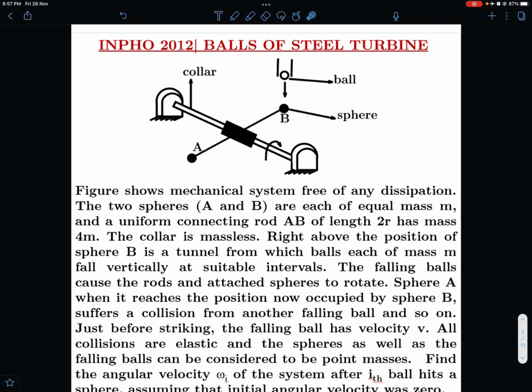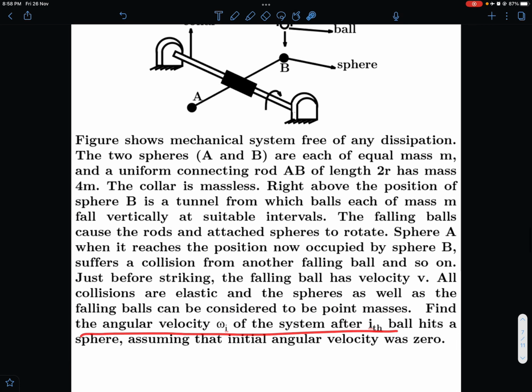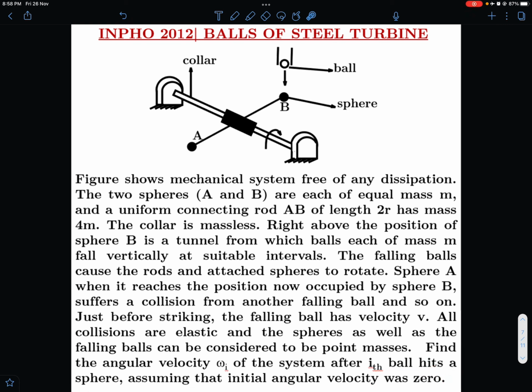Just before striking, the falling ball has velocity v. All the collisions are elastic, and the spheres as well as the falling balls can be considered to be point masses. Find the angular velocity omega i of the system after the ith ball hits a sphere, assuming that the initial angular velocity was 0. Actually this was part D of the original problem, but I have asked only part D because parts A, B and C will be part of solving for part D. So I have just omitted parts A, B, C.